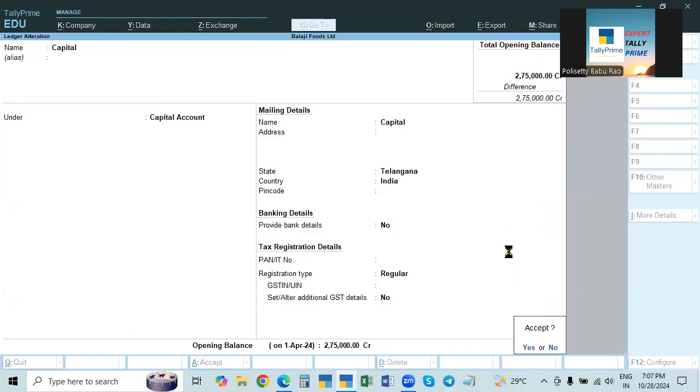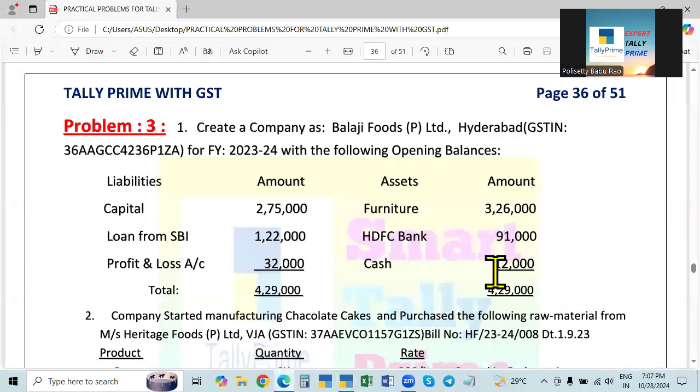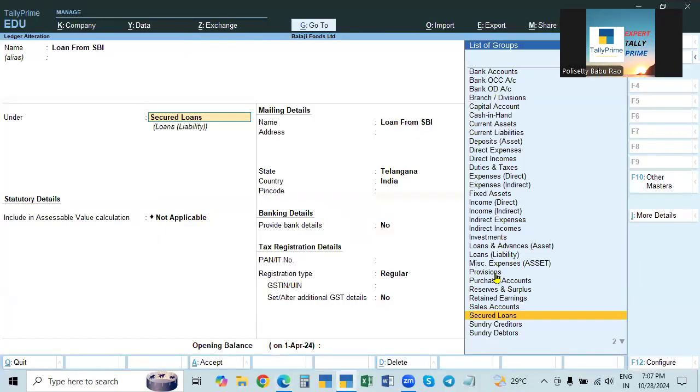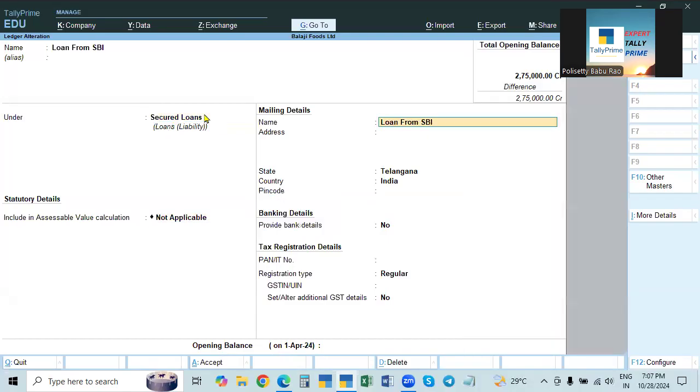The next one is loan from SBI. It comes under loans, liability. But for a bank loan you have to give security, that is why it is called a secured loan. Now instead of going on pressing enter till the end, from here you can click Control End to come to the last field.